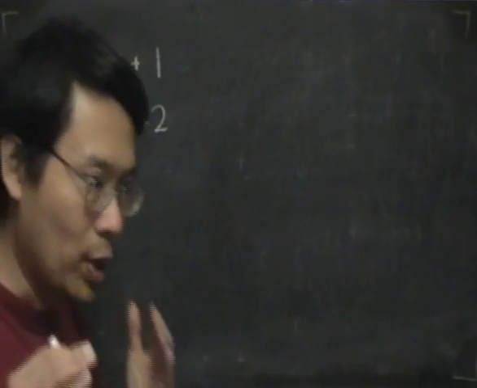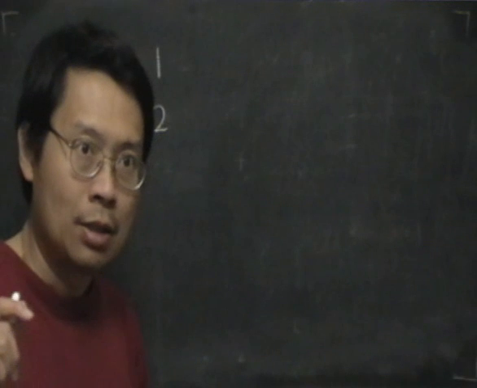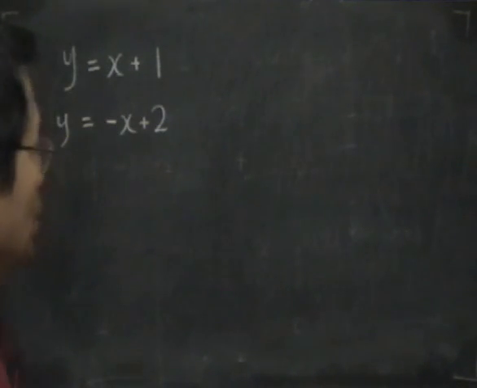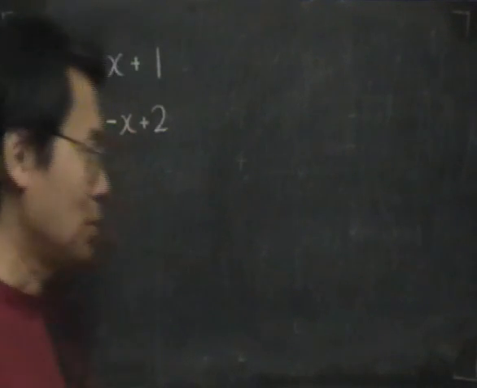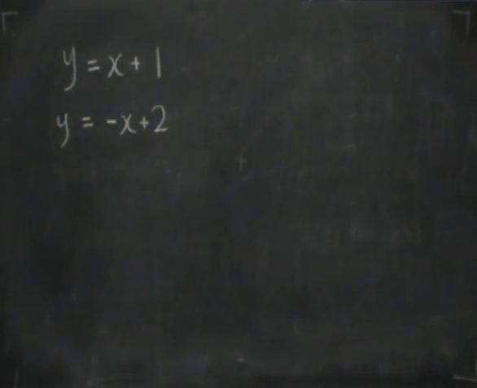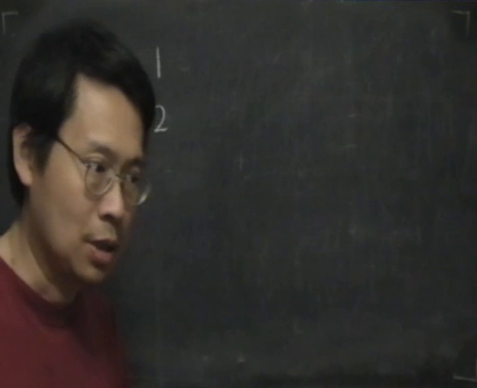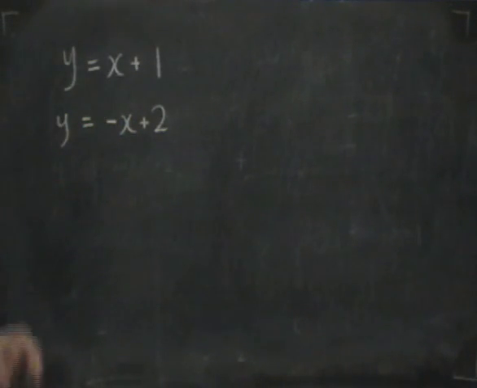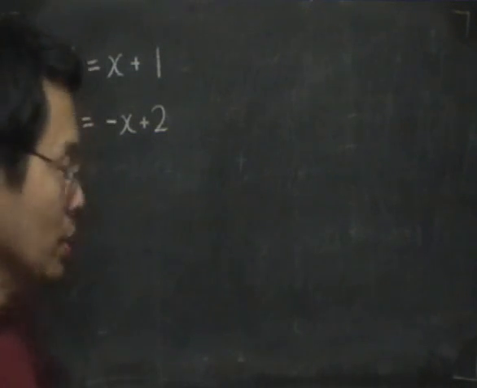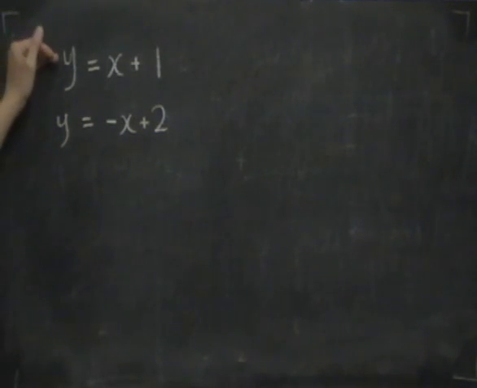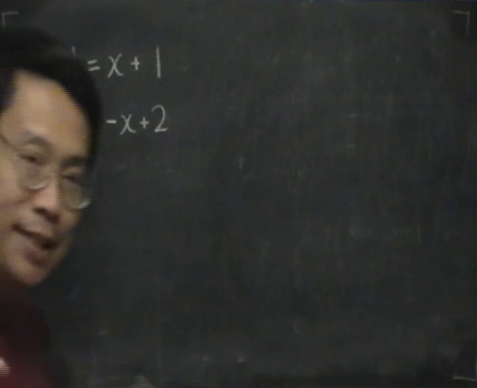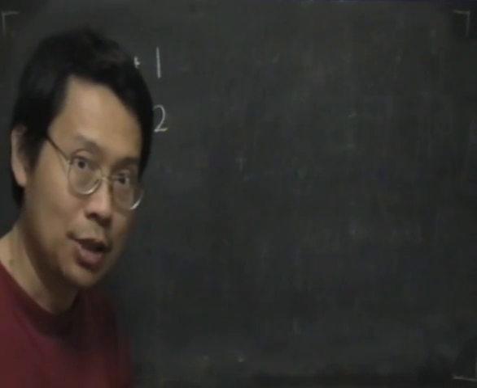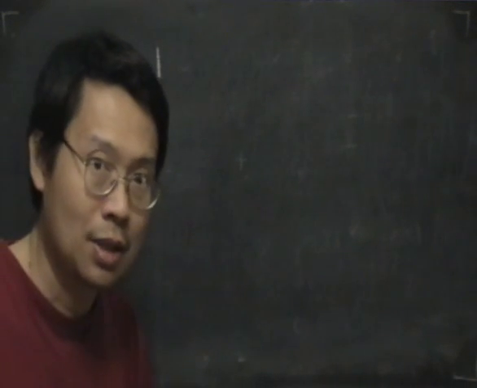Now, we can also find the answer by using a graph. Let's see how to do that. Just for a start, the idea is quite simple. We just need to plot a graph for each of the equations and then find the point of intersection, and that will tell us the answer.